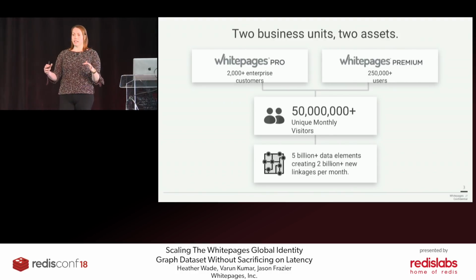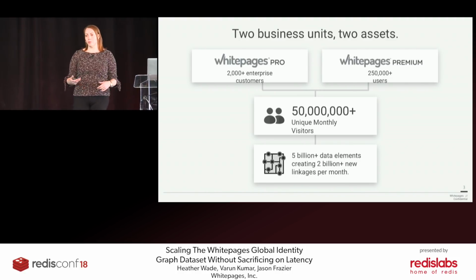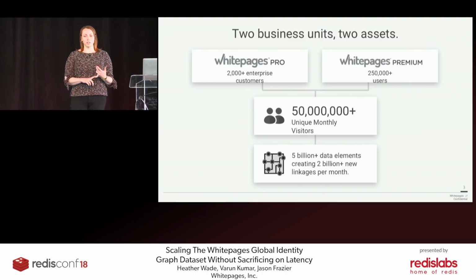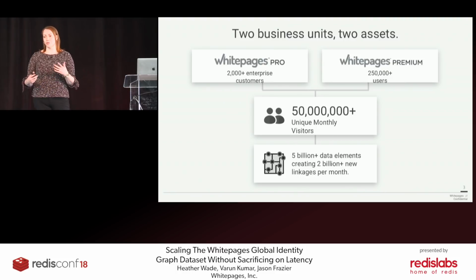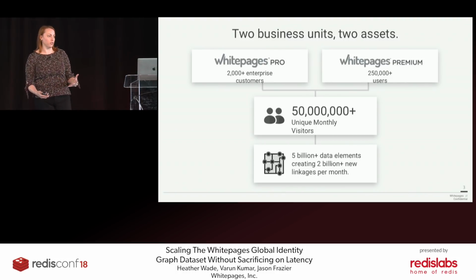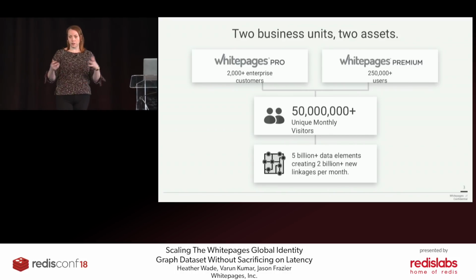And on top of this data asset, we have two business lines. We have whitepages.com, which is our consumer offering, and that's available on the web as well as a mobile app, and you can use that to do things like search for a person, or do a reverse phone number search, or search for a business, or a reverse address search. So it's a tool for consumers to be able to find data about people.